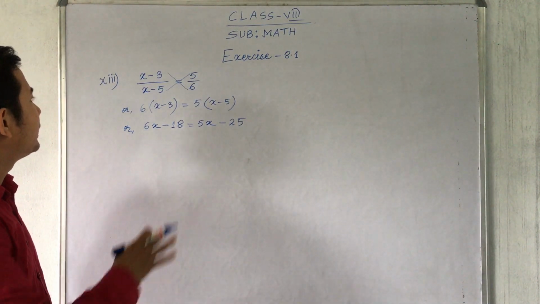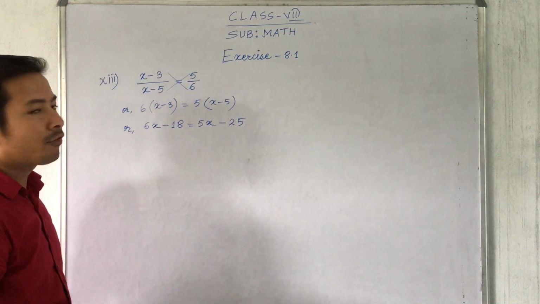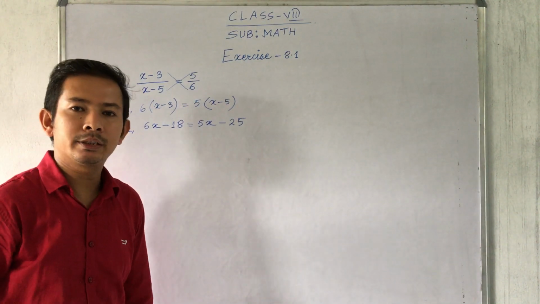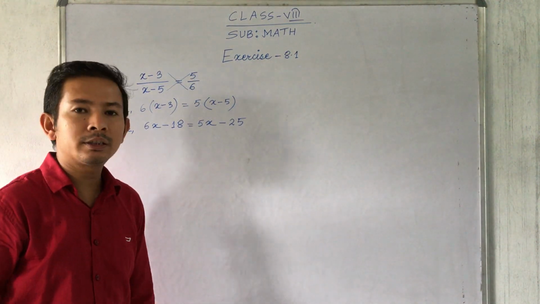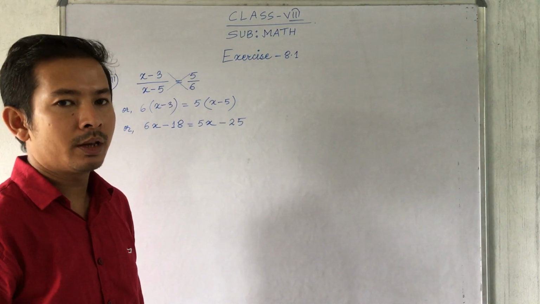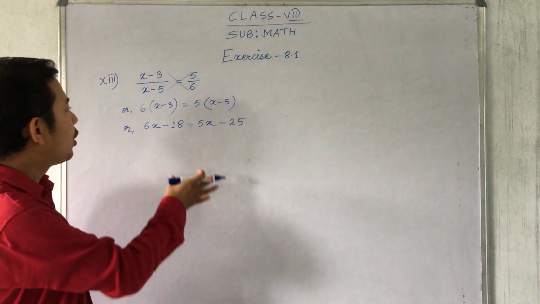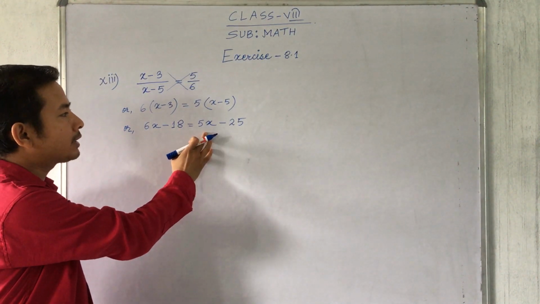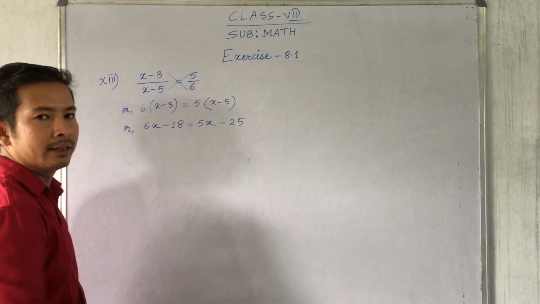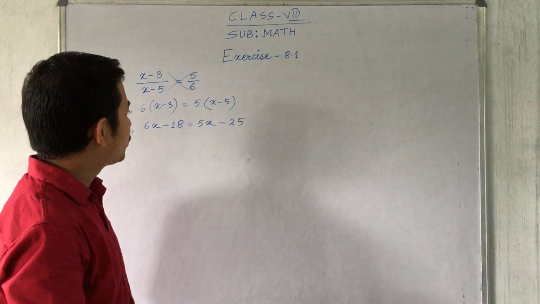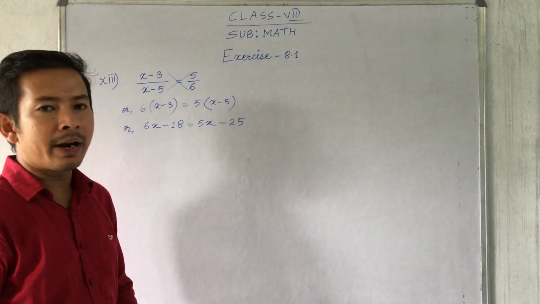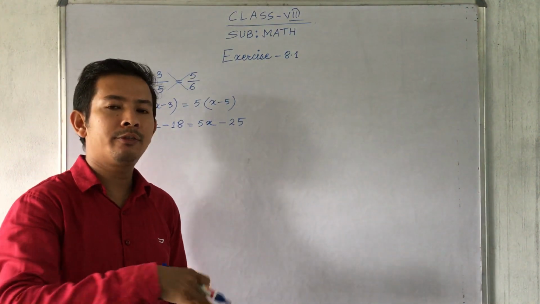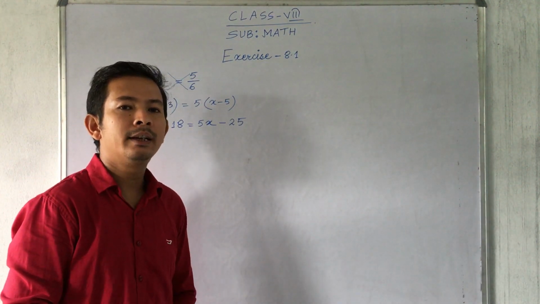If you get any kind of problem in fractional form, then first of all you need to do cross multiplications. Understood? Using the cross multiplications method you can easily solve the problem. It's very easy. So this way we have got 6x minus 18 on the left side, and 5x minus 25 on the right hand side. Understood? Now we have to separate variable and constant. Variable we need to write on the left side and constant on the right side.